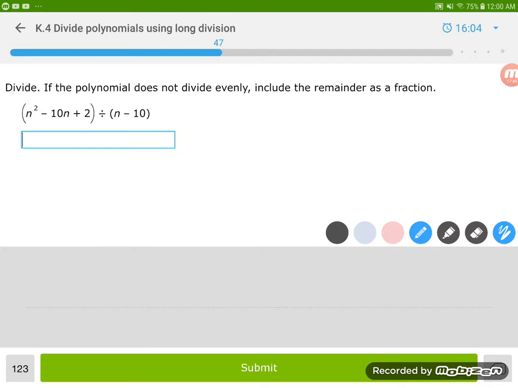Okay, so same deal. We're setting up our long division. Hopefully, at this point, you should be able to guess where these terms are going and hopefully start doing this process on your own.